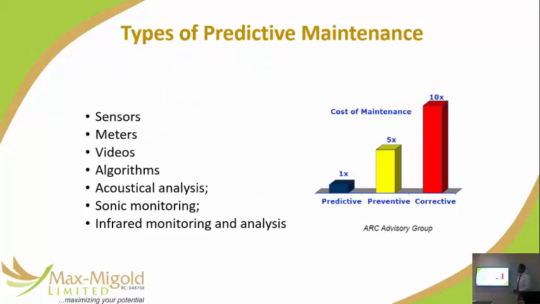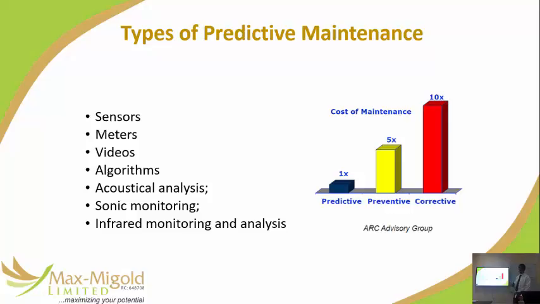So types: sensors. This is what gives you temperatures, vibration, and all those kinds of checks you see on it. Meters, videos, having actual cameras in facilities.